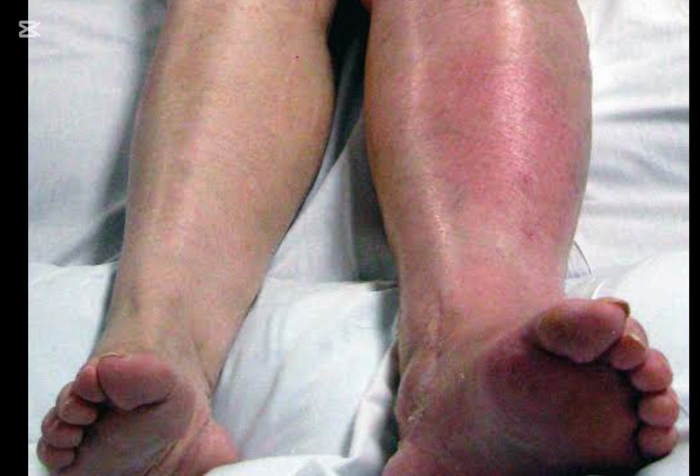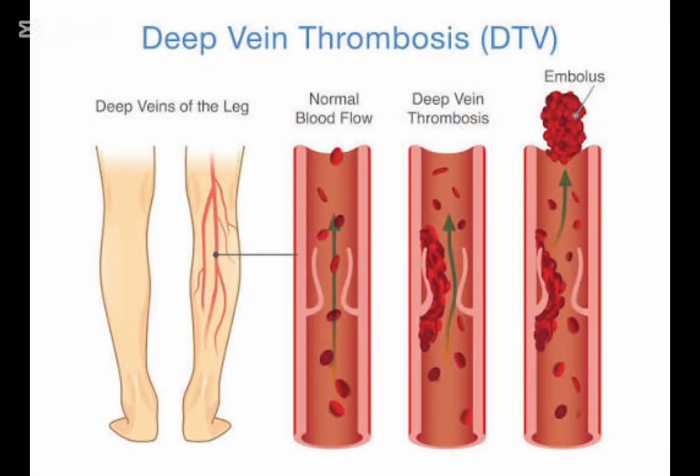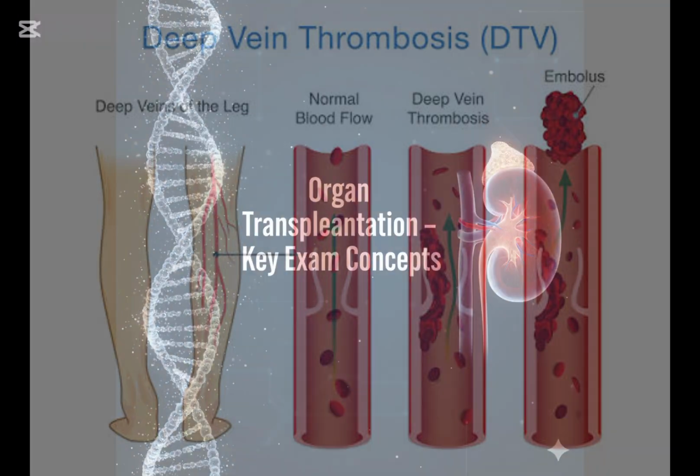Enoxaparin has fewer side effects than IV heparin. It doesn't need regular APTT checks, and it carries a lower risk of heparin-induced thrombocytopenia. So that's the core concepts behind DVT. Understand the cause, confirm with duplex, treat safely, and always prevent recurrence.